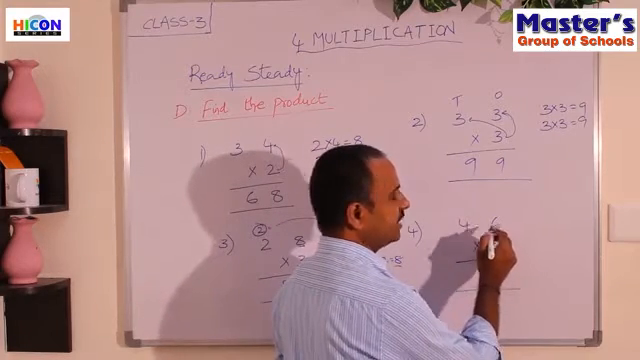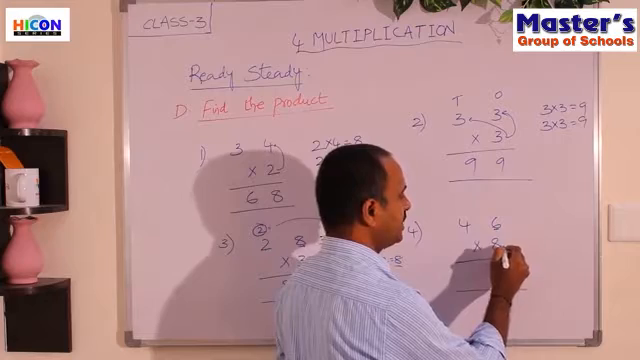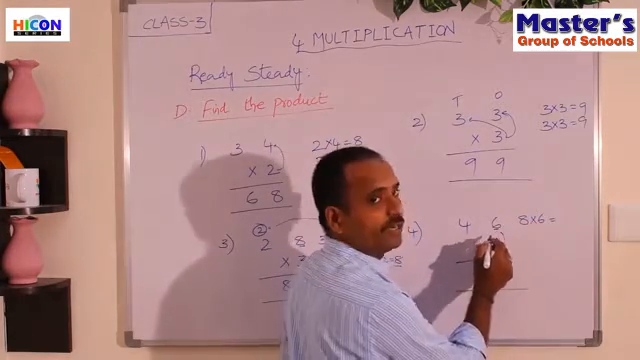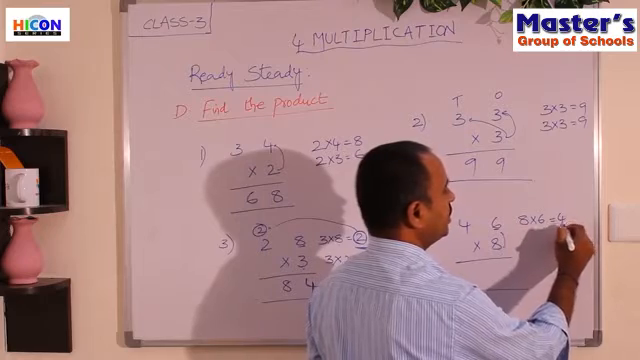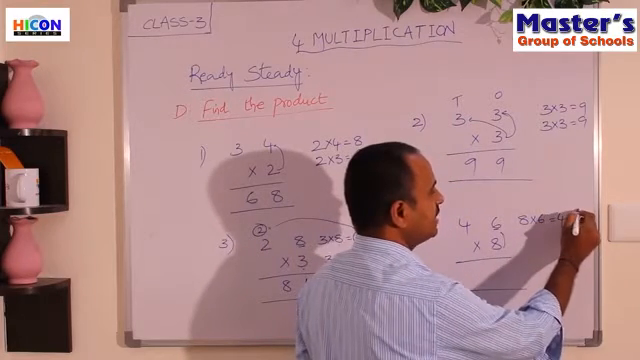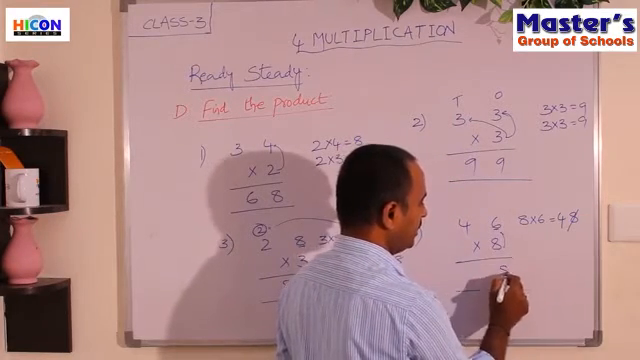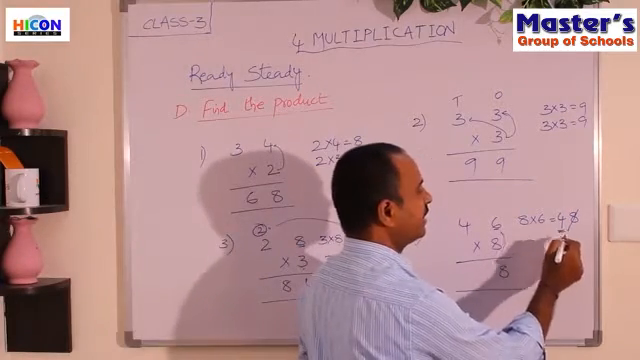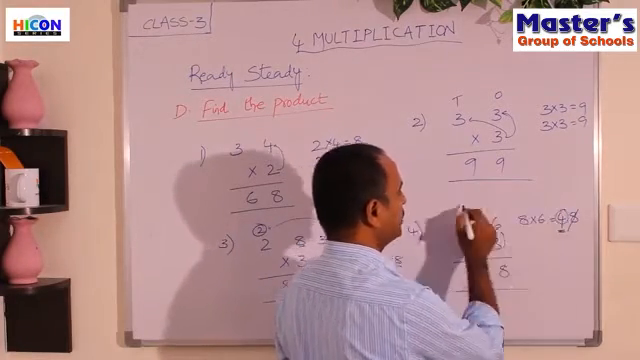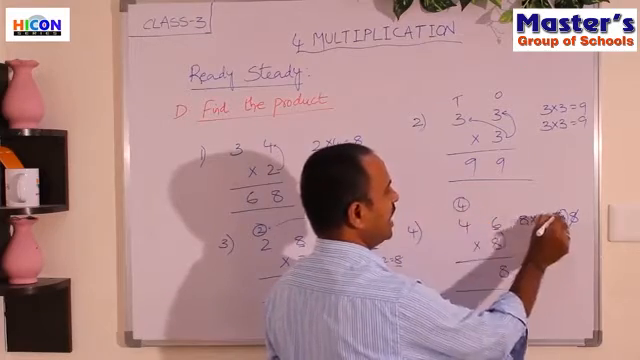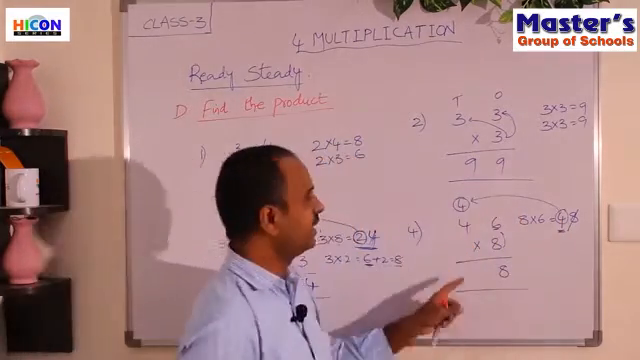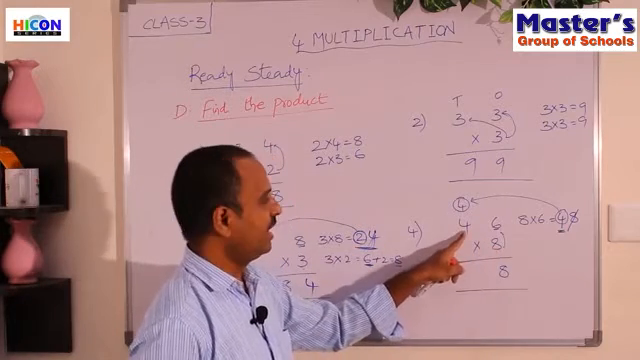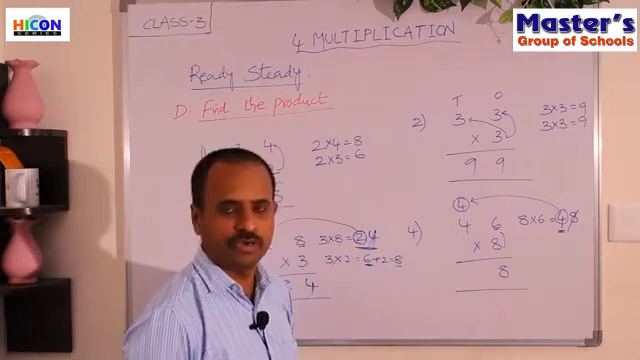So what is the digit in the ones place? 6. So multiply 6 with 8. 8 into 6. Children, how much? 8 6s are 48. So write this 8 under ones place. And there is 4 remaining. Carry this 4 to the next place. That is the tens place. So now multiply 8 with 4 and add the carried number to the product.